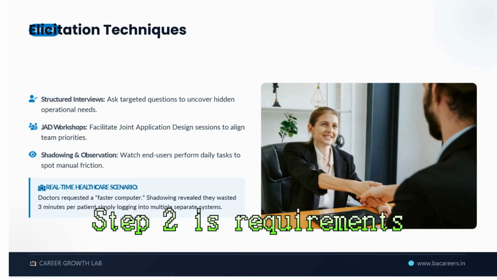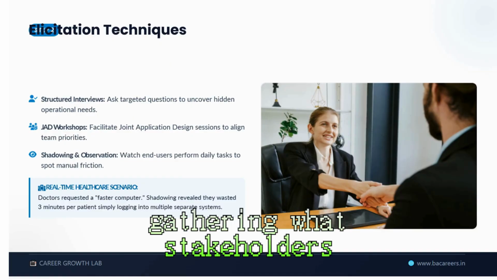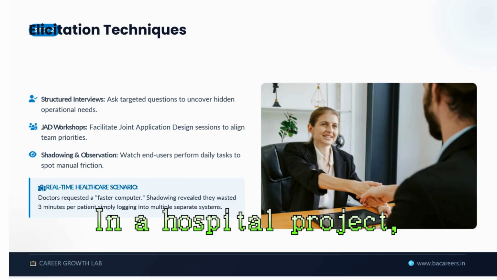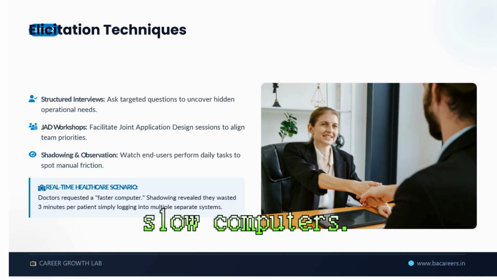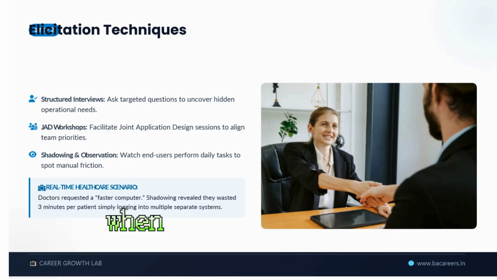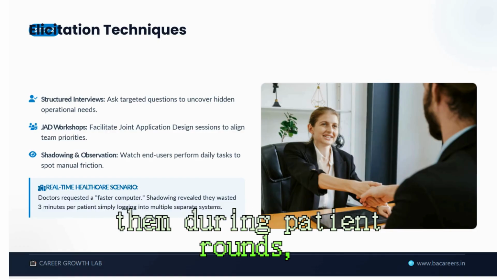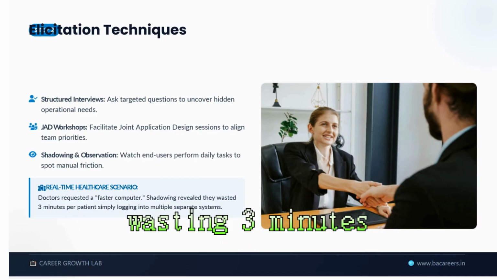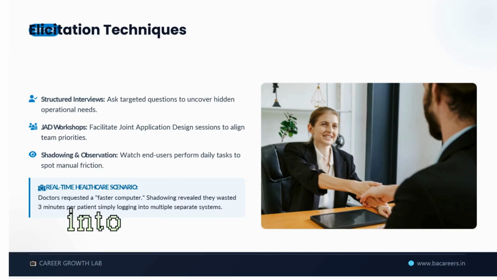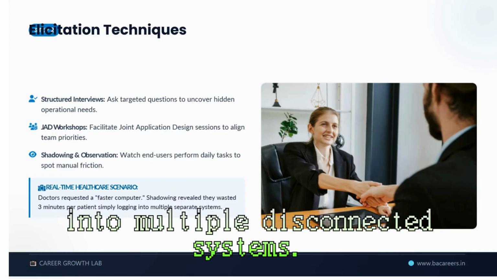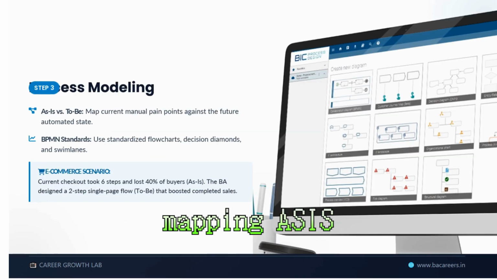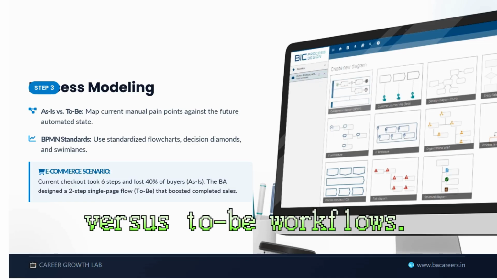Step 2 is requirements elicitation, gathering what stakeholders actually need. In a hospital project, doctors complained about slow computers. But when the BA shadowed them during patient rounds, they discovered doctors were wasting 3 minutes per patient simply logging into multiple disconnected systems. Step 3 is process modeling, mapping as-is versus to-be workflows.